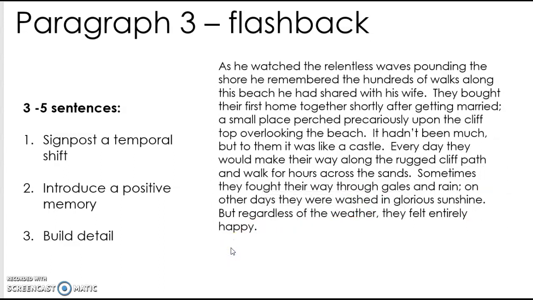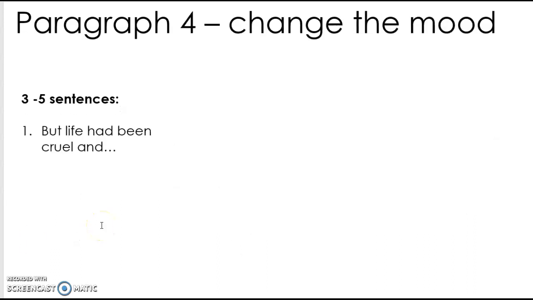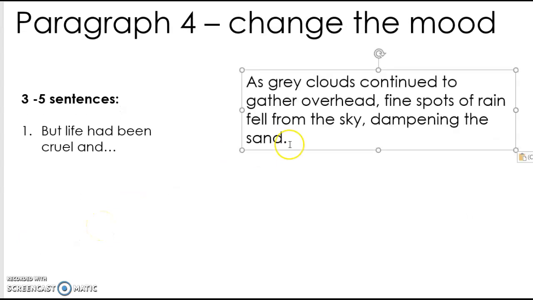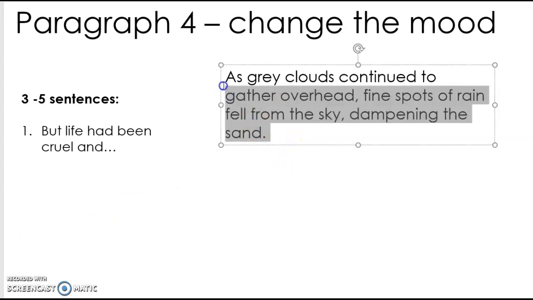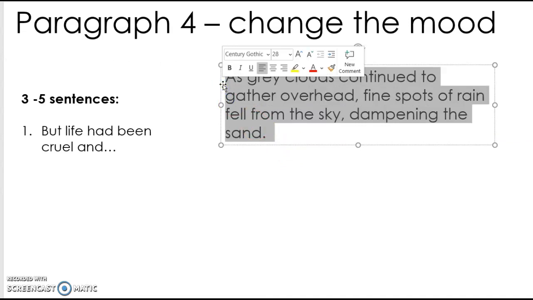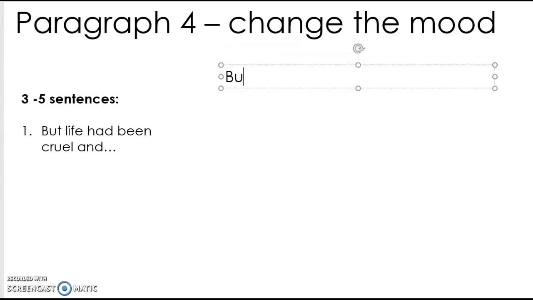So sadly, the happy stuff is now over. The happy now needs to end. So as I shift into paragraph 4, I'm going to change the mood. I'm going to shift it from this season of happiness and joy, a memory that life was hard but it was love, to a moment of change. And I always start my paragraph with the words, "But life had been cruel."